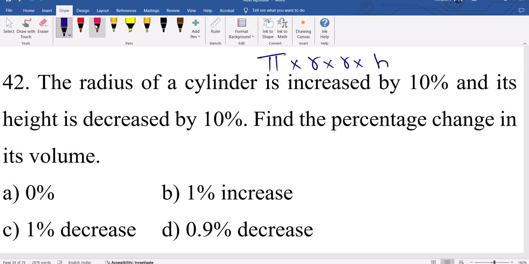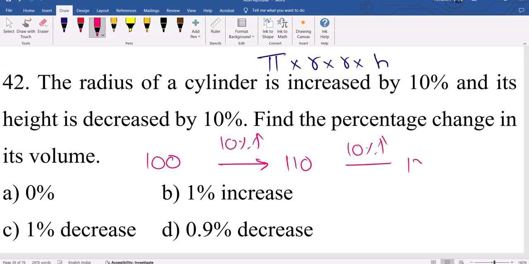Let us say initial volume is 100. Now first radius 10% increase, 110. There are two radii actually. Next, second radius increase 10%, it becomes 121. Now height is decreased by 10%. For 121, 10% means 12.1 gone.